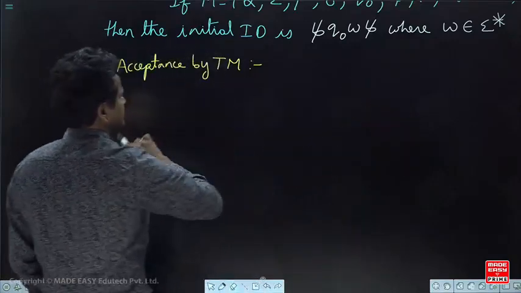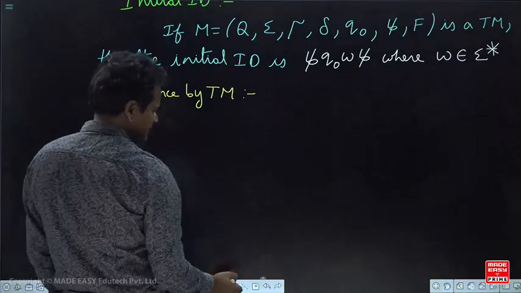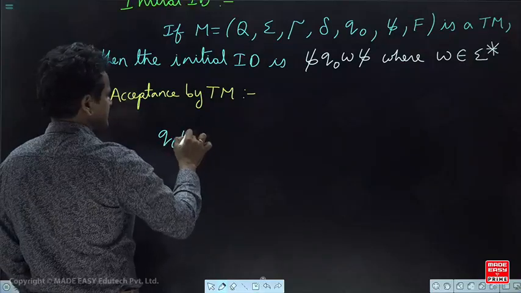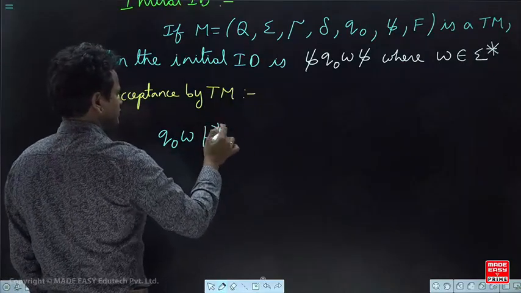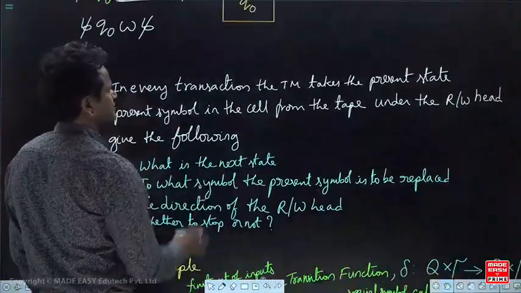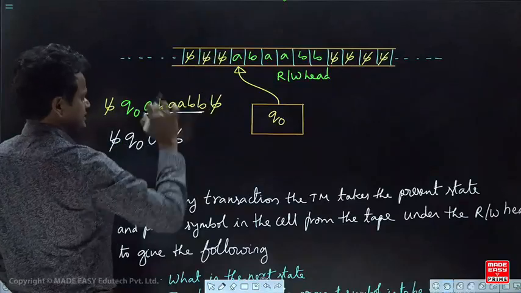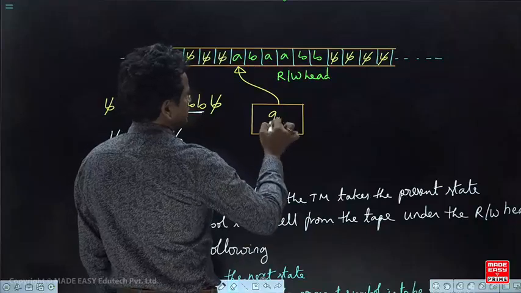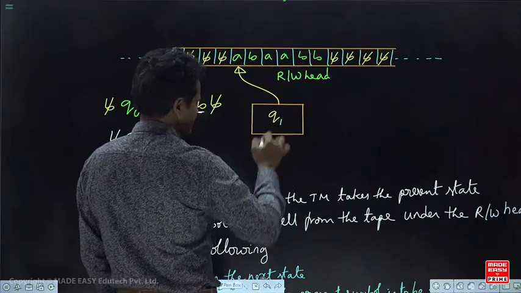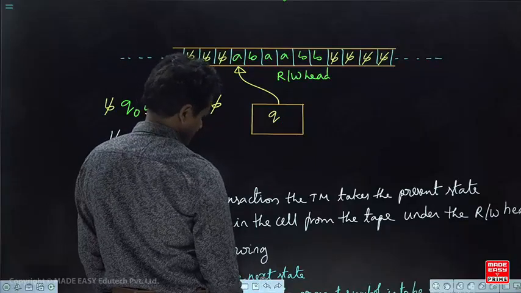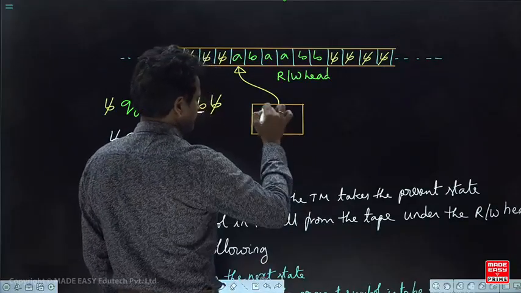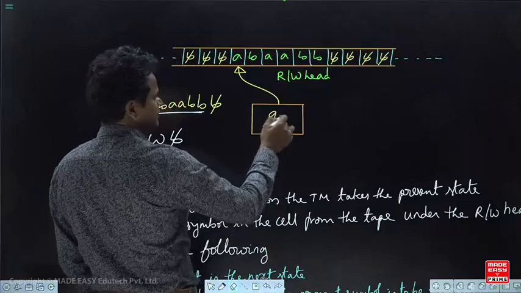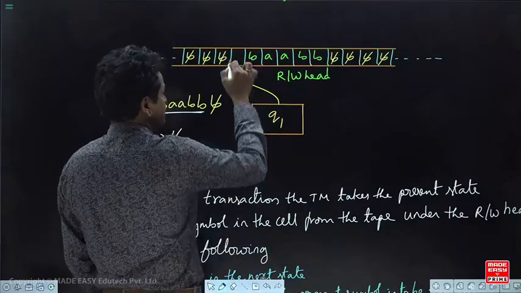Okay guys, now listen. Acceptance by Turing machine. Here also, you must start from the initial ID, which is Q naught W. After one or more transitions, now listen carefully, suppose this is the initial ID. After this transition, suppose Q0 is changed to Q1. Sorry guys, the state is changed from Q0 to Q1.